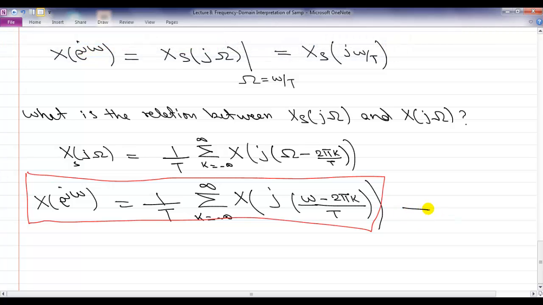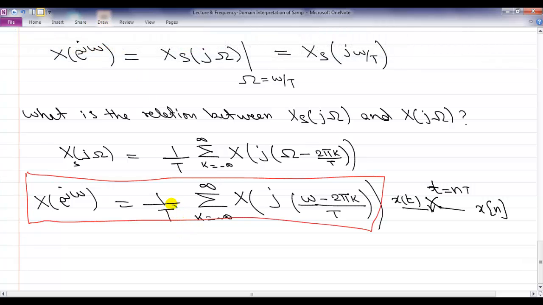This is for the case, now I can just forget about how I got to this. This is for the case that I take input signal x of t and I get back the sequence xn. And the relationship is this. Let's try to decipher this relationship.